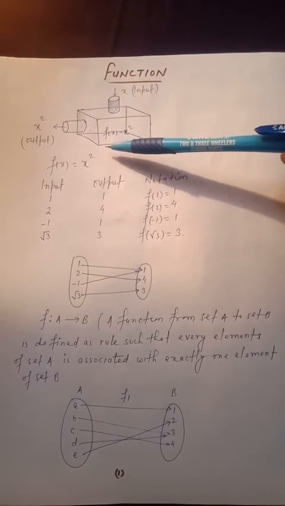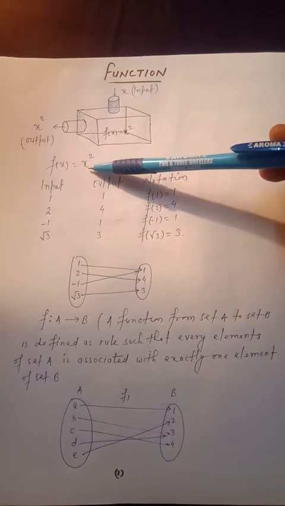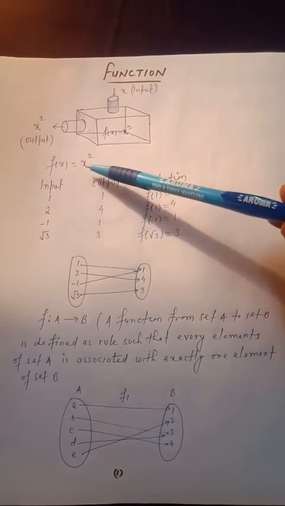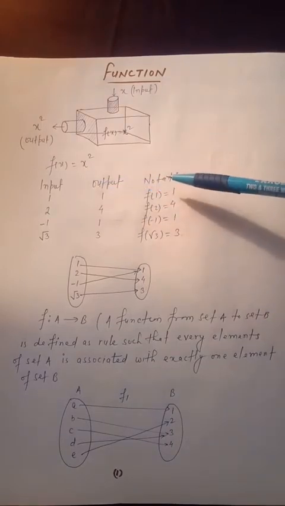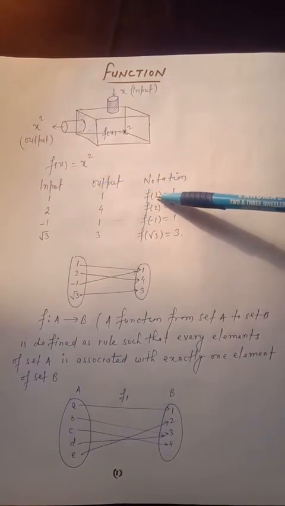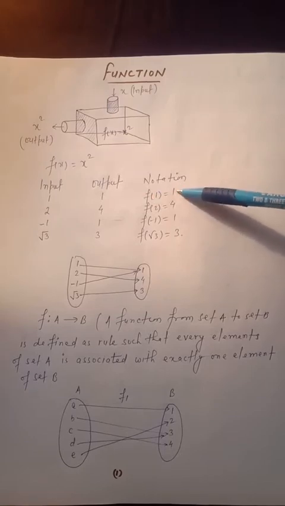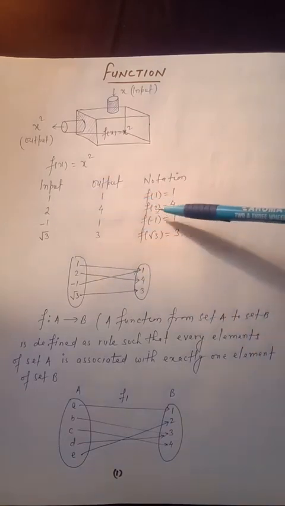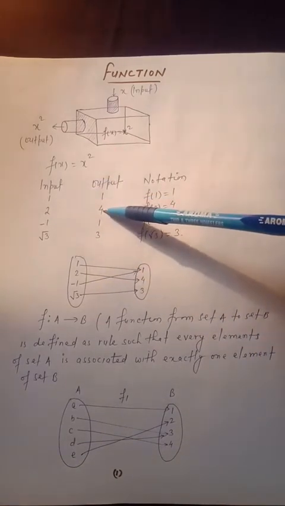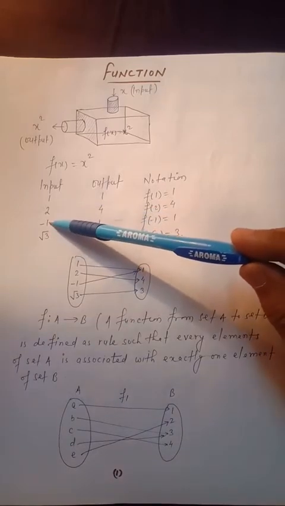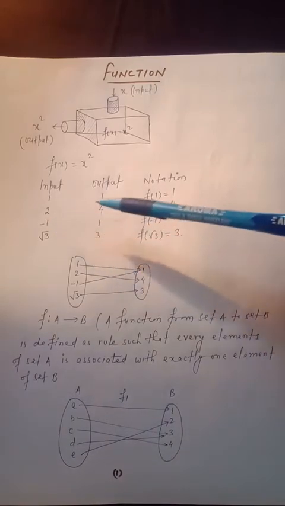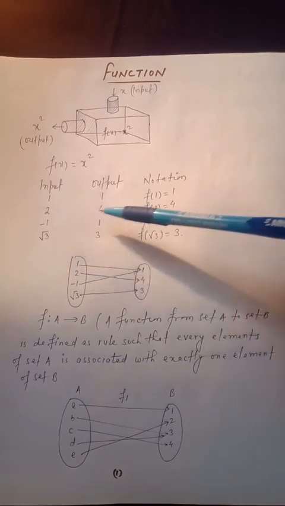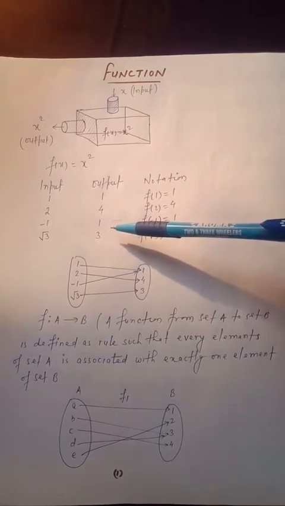So here this function is x square. If the input is 1, then the output will be 1 square, which is 1, and it is represented by f(1), because when x is 1, f(1) is 1. When x is 2, f(2) is 4, meaning the output will be 4. If we give minus 1 as an input, the output will be 1, because whatever input we give, the output will be the square of the input.